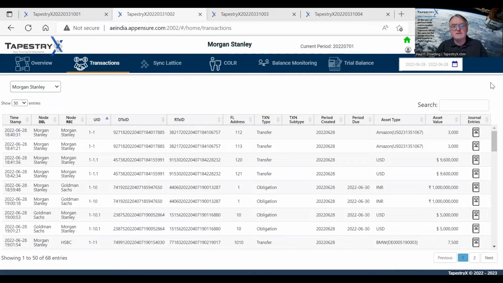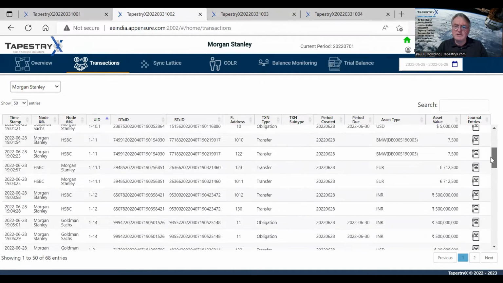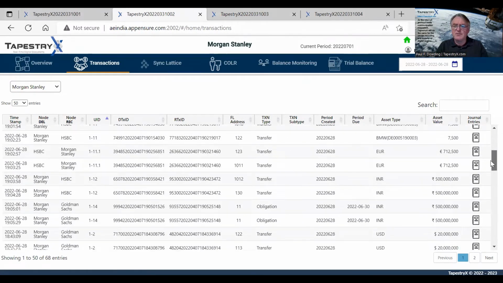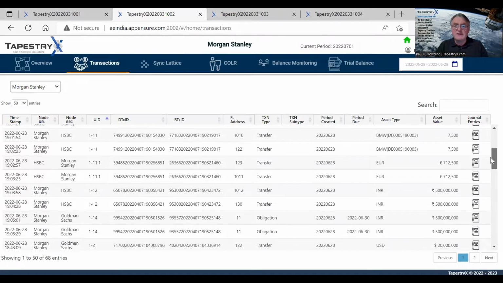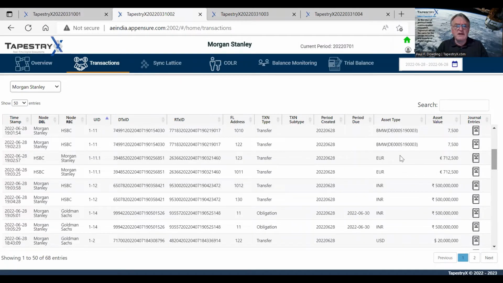Transactions are recorded on TapestryX by the counterparties creating what we call Contra Transactions. For every deliver, there's a receive, and for every buy, there's a sell. So looking here, a client in Morgan Stanley is selling 7,500 BMW for 712,500 euros. So let's take a look closer at how this is done.